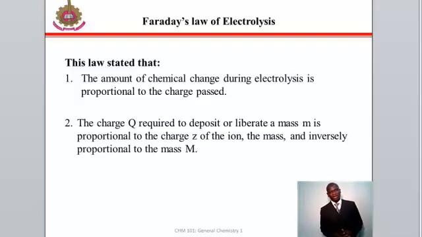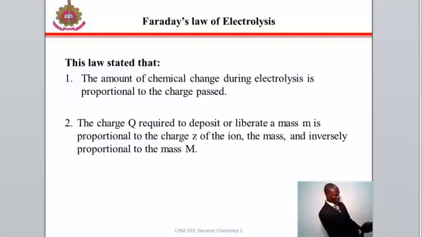Whereas the second law is talking about the relationship between the mass and the charge. The second law states that when the same quantity of electricity is passed through different electrolytes, the mass liberated will be inversely proportional to the charge on the ion. So in other words, the second law is talking about mass and the charge in an inverse relationship. But the first law is talking about the mass and the quantity in a direct relationship.